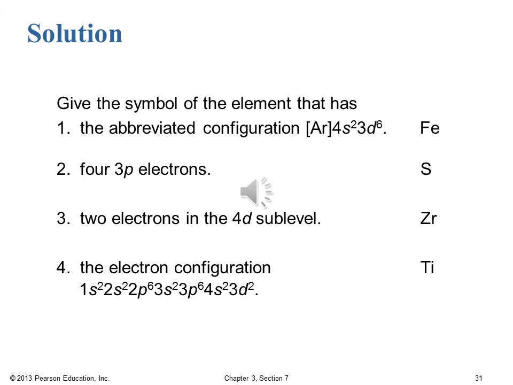And finally, the electron configuration 1s2, 2s2, 2p6, 3s2, 3p6, 4s2, 3d2. Well, just like number 3 that was looking for 2 electrons in a d sublevel, we have titanium, but now it's the 3d instead of the 4d. So titanium's just 1 above zirconium. So hopefully you're really getting the hang of this. This is what's going to make you sound like a chemist, impress people like a chemist if you know your way around the periodic table.